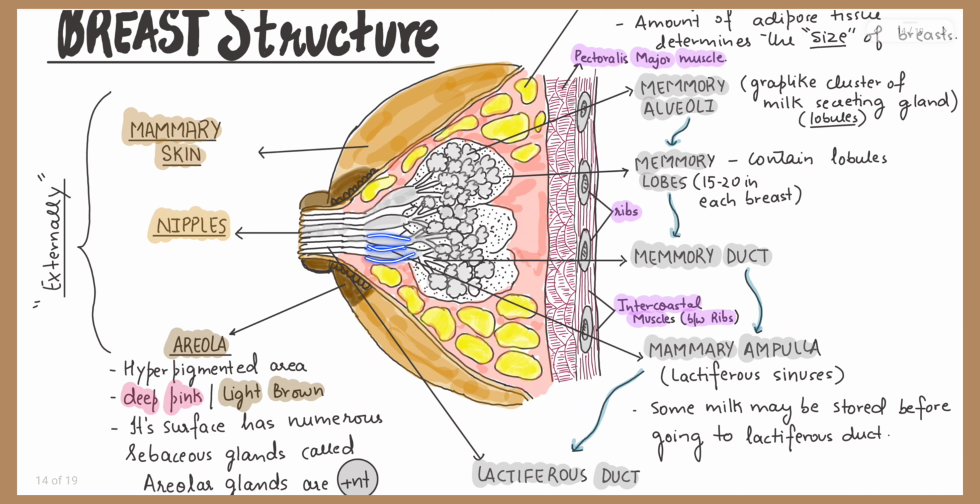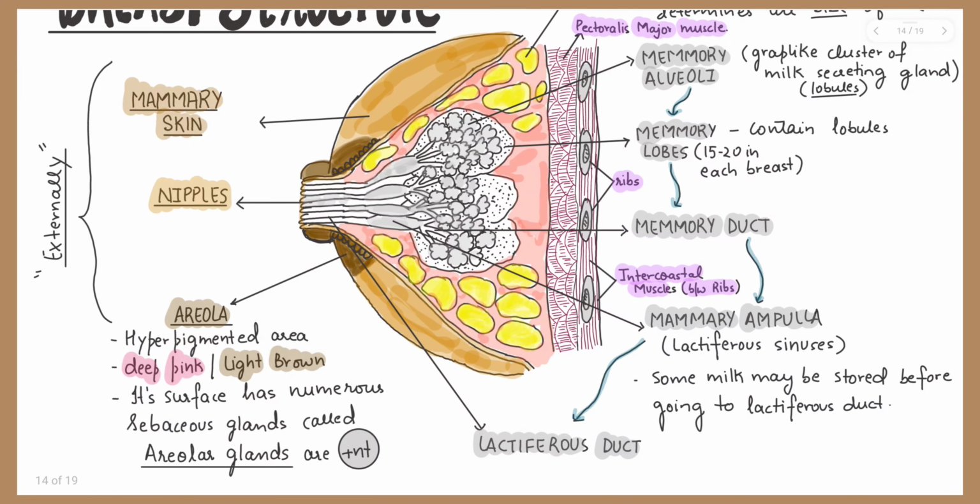Remember, this mammary ampulla is the structure that can actually store the milk for a certain time. So some amount of milk may be stored before it reaches the lactiferous duct. So a little milk can be stored here before going to the lactiferous duct. Again we will see that the glandular tissue makes milk in the mammary alveoli.